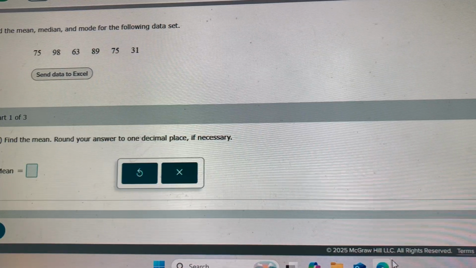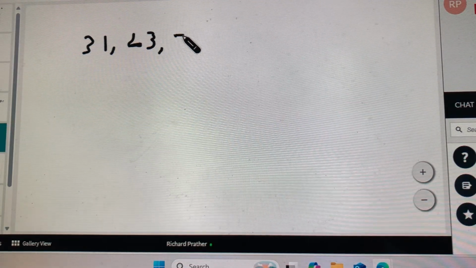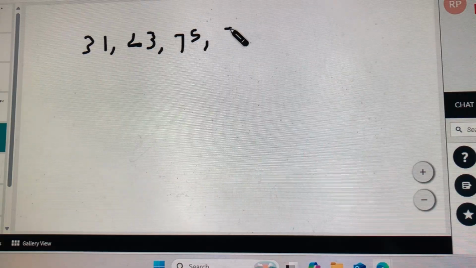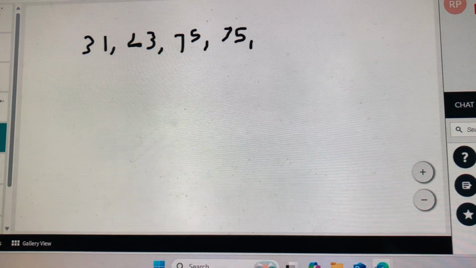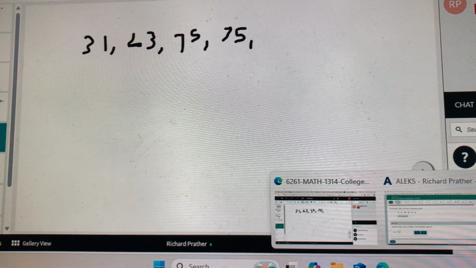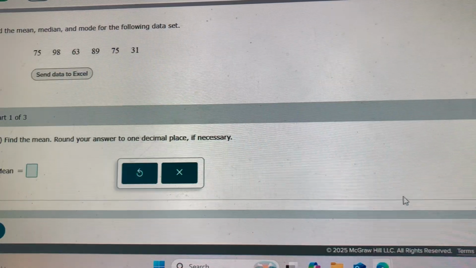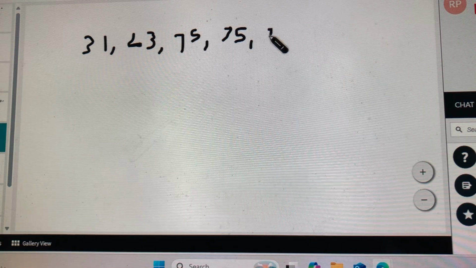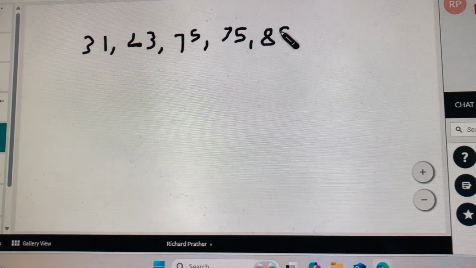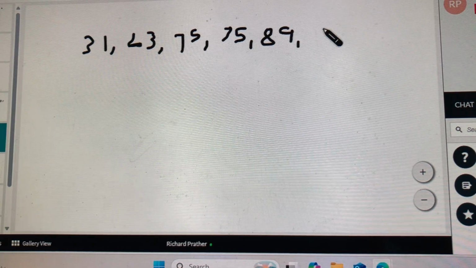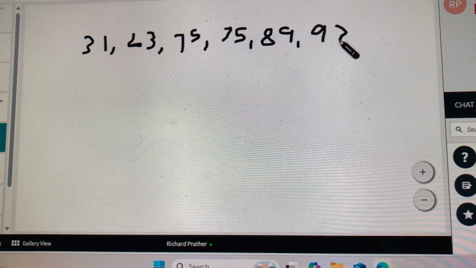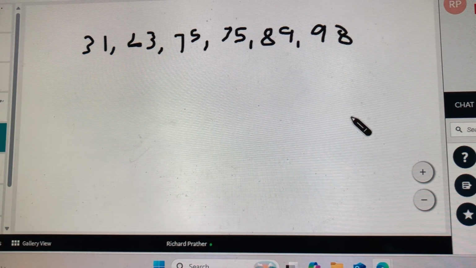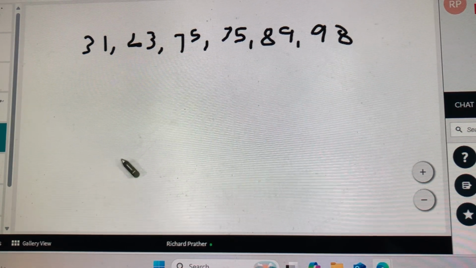There's 2 different 75s, and we do want to include repeats. If this is test scores in a class, 2 students could get a 75 on the test. 89 and 98. So maybe this is 6 students. I took a sample of 6 students from a class and found their test average. What is the mean, median, mode, and mid-range for these 6 students?